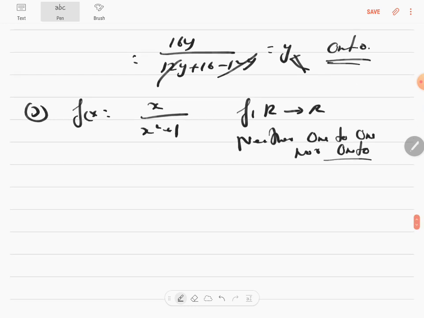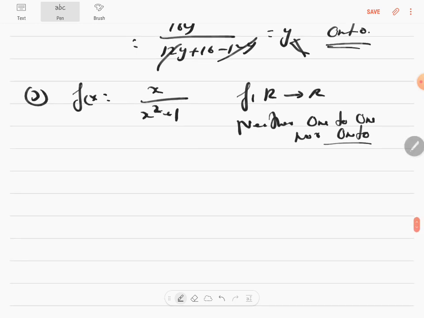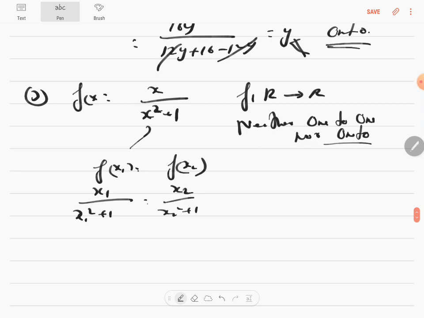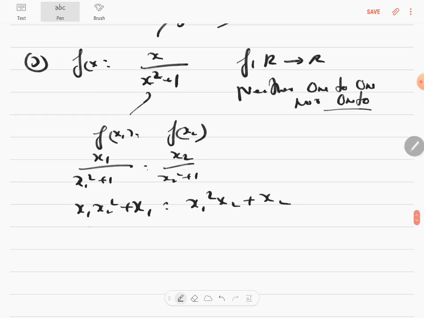So when it's neither 1 to 1 nor onto, how do we prove that? Generally, this is a quadratic function, so negatives will also become positive. Okay, so let's do it another way: f of x1 is equal to f of x2. x1 by x1 square plus 1 is equal to x2 by x2 square plus 1. Cross multiplying, x1 x2 square plus x1 is equal to x1 square x2 plus x2. Consolidating, x1 x2 can be taken out common, and you get x2 minus x1.